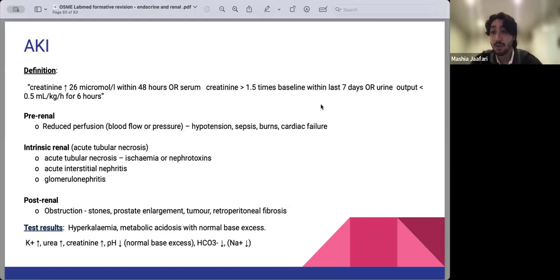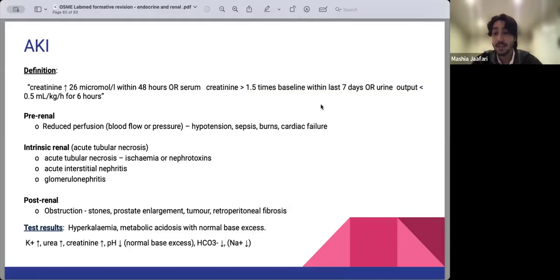If that reduced blood flow persists and you actually get ischemia in the kidney, that's when you start getting acute tubular necrosis, which is when the cells in the proximal tubule start dying and they slough off and you find them in the urine as these muddy brown casts. So that's when ischemia causes it, or it can be caused by toxins that are toxic to the kidney, so things like amphotericin B, used in fungal infections.